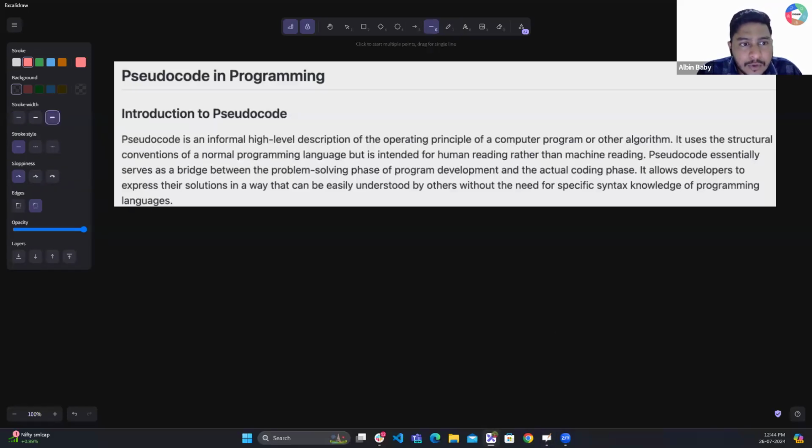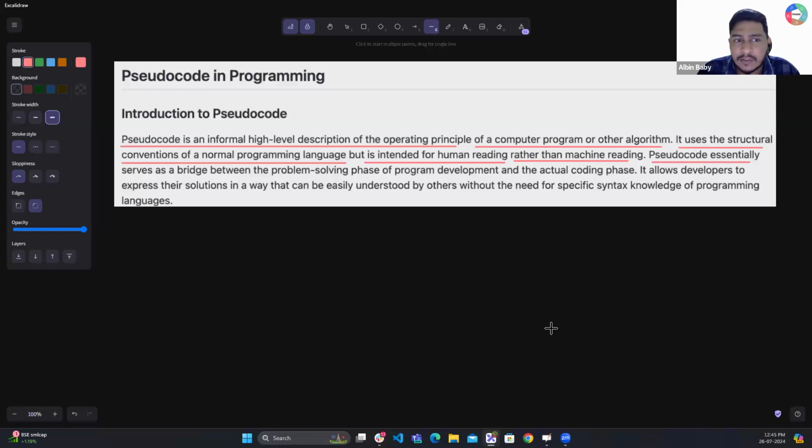Okay. So pseudocode is an informal high-level description of the operating principle of a computer program or other algorithm, right? It uses the structural conventions of a normal programming language, but is instead for human reading. So basically, it's quite simple. It should be readable by any human, right? Rather than machine reading. So when you're writing code in any particular syntax, why are you writing that? You're writing that so that the machine or the computer can understand it, right? But pseudocode is for humans to understand, right?